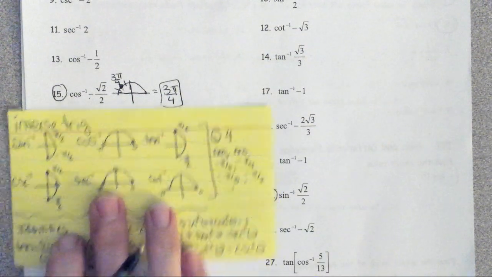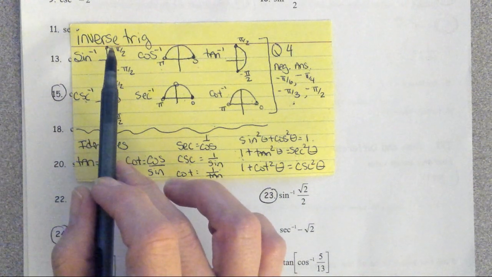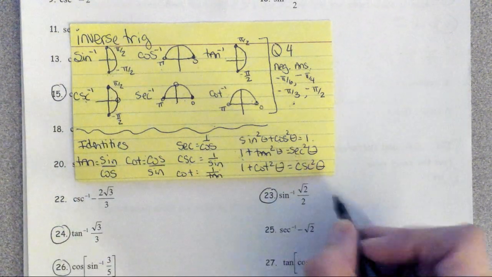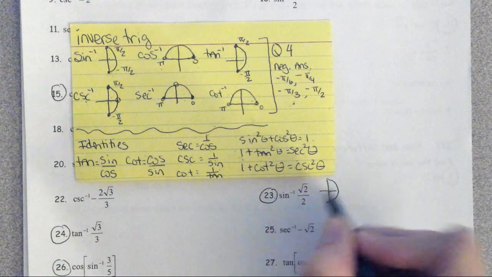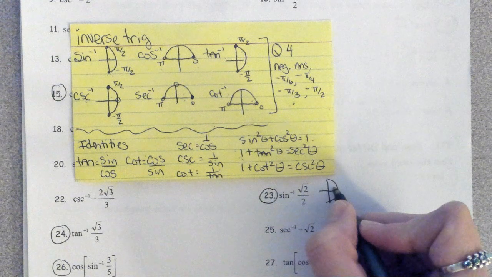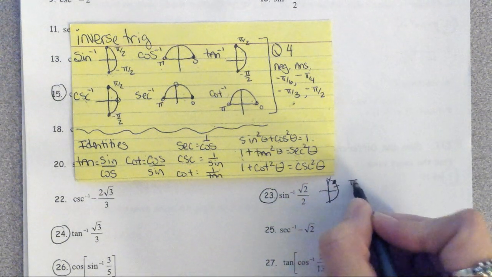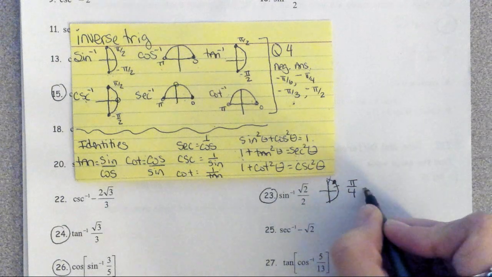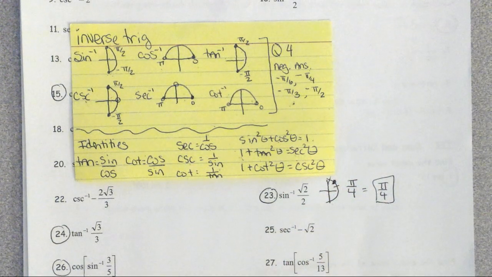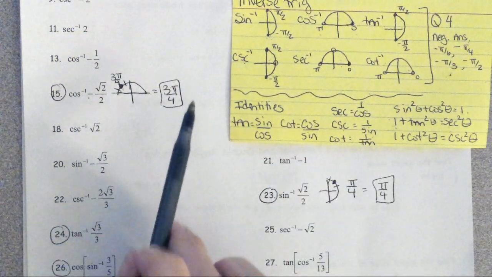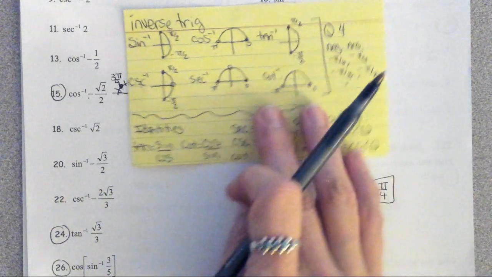Let's go look at number 23. 23 is asking about sine inverse. Sine inverse goes from positive pi over 2 down to negative pi over 2. So quadrants 1 and 4. Positive root 2 over 2 is going to be in quadrant 1. It's right here in the middle. That value right there is pi over 4, so my answer actually is pi over 4. Okay, so we have 3 pi over 4. We have pi over 4 for 23. Now let's go look at 24.